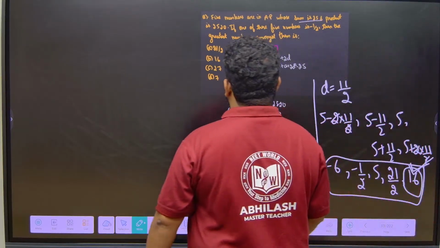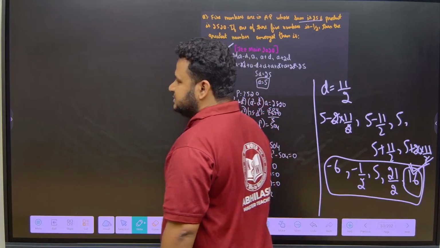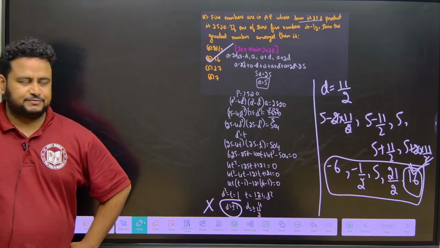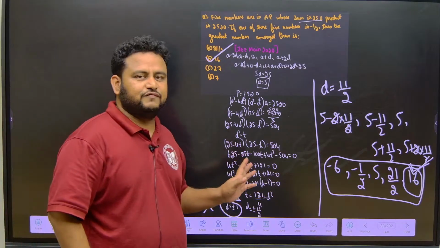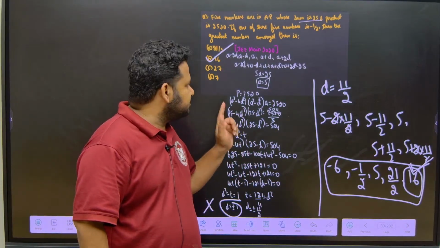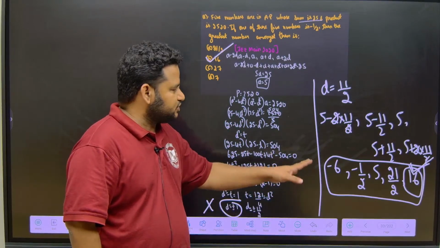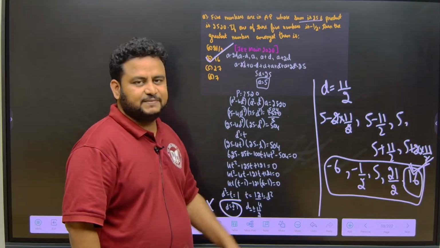So which of the following is the greatest? That is option B. 16 is the greatest number that we are having. Clear, friends? This is how we have to solve this question. So d is equal to 11 by 2 you have to take, then you will get 16 as the largest number, that is option B. JEE Main 2020 question.